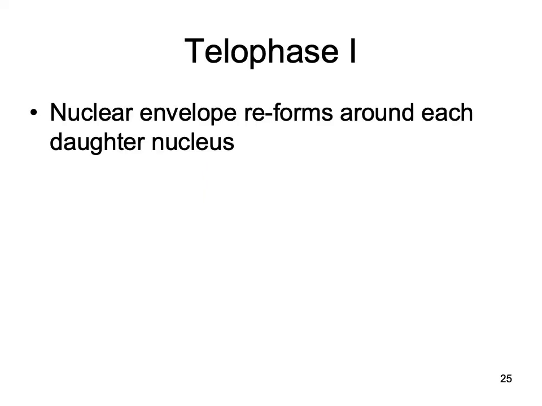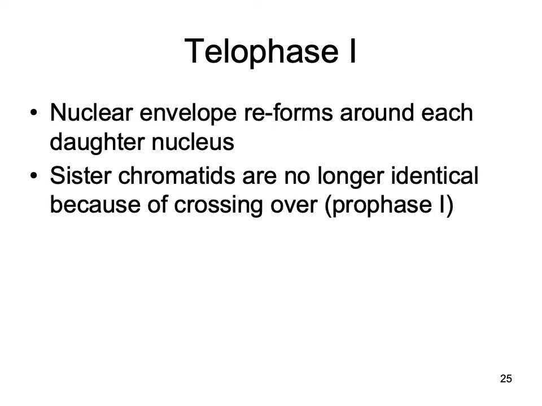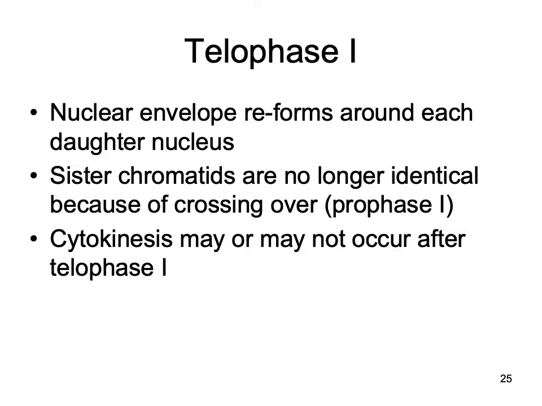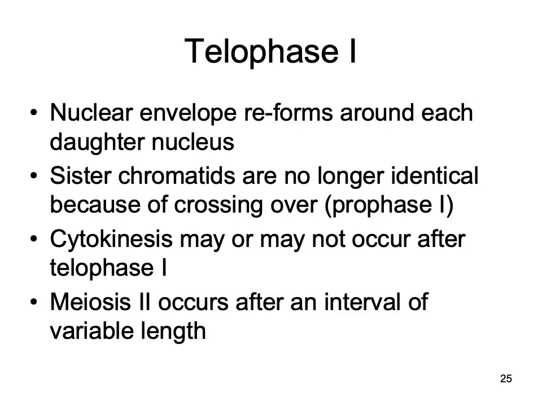During telophase, the nuclear envelope somewhat reforms, and you have these transition cells. Sister chromatids are still attached to one another, but they are no longer identical because of that crossing over and recombination of DNA that happened in prophase 1. Cytokinesis may or may not occur after telophase, it depends. And meiosis 2 goes right after the end of telophase 1, although there could be a pause, but no other events take place between telophase 1 and meiosis 2.